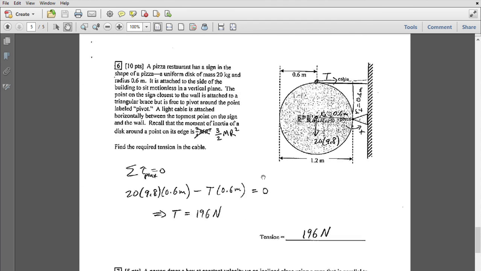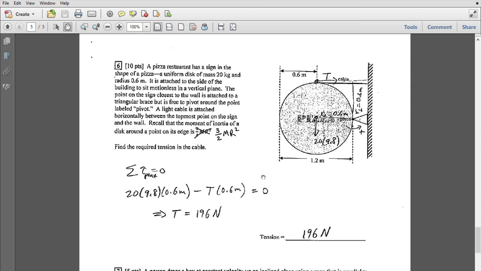Here is a static equilibrium kind of problem, more like the ones you've seen in homework, perhaps. A pizza restaurant has a sign in the shape of a pizza, a uniform disc of mass 20 kilograms and radius 0.6 meters. It is attached to the side of the building to sit motionless in a vertical plane.